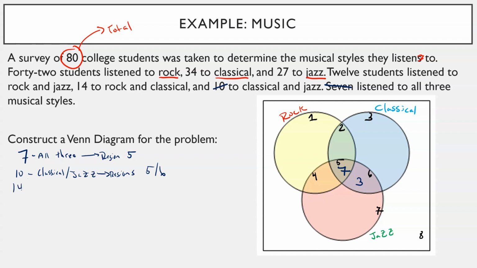Next, we have 14 did rock and classical. Well, here's rock, here's classical, and it looks like they overlap in regions 2 and 5. Sorry about that. Regions 2 and 5. And so you need 14 total people. Well, I already have 7. So that must just be 7 people need to be in region 2. 12 students listen to rock and jazz.